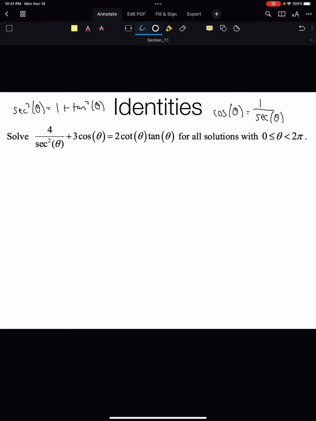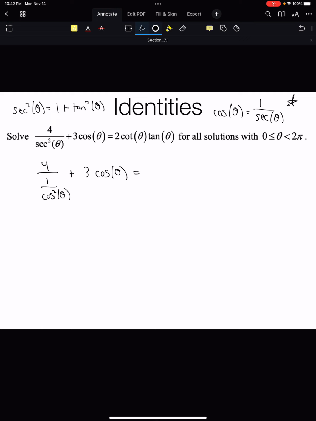So sorry about that. So I want to use this right-hand side one a little more than the left-hand side, because then I'm going to have to deal with tangents and cosines. I'd rather get everything in terms of cosine. So I can rewrite secant squared as 1 over cosine squared. Okay, the squared will stay with whatever trig function that we have. And so I could rewrite this as 4 over 1 over cosine squared, okay, plus 3 cosine of theta.